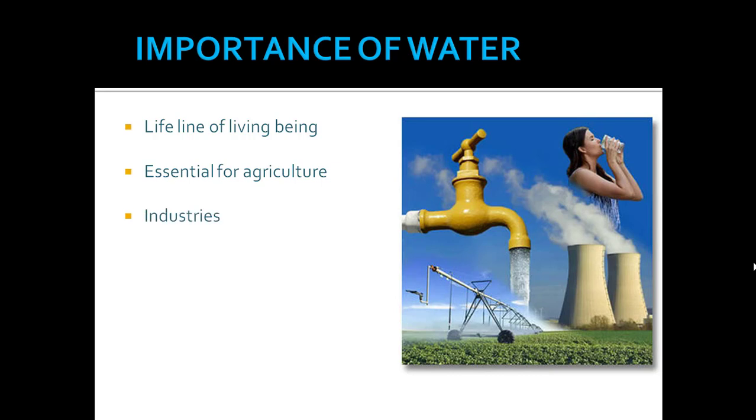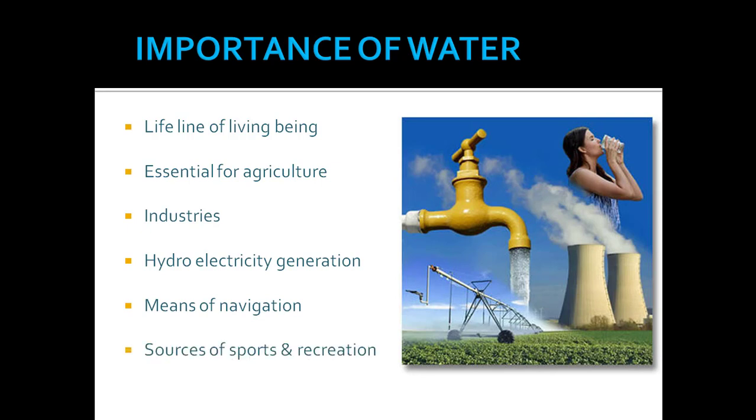Industries. Industries are the backbone of the nation, so without water, it's difficult for industries to run. Apart from these three, hydropower generation is also done with the help of water from the river system. It has also been used as a means of navigation. We'll learn about this in the later half of this chapter. Sources of sports and recreation. It can also be a part of recreation, like coasts and beaches where water sports are famous.